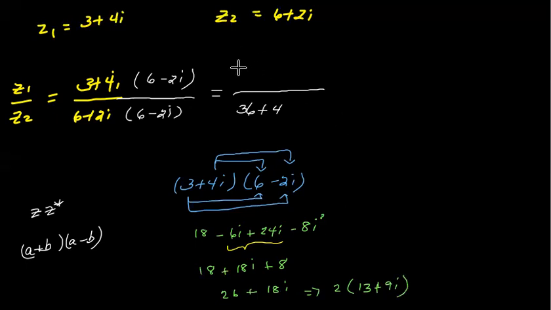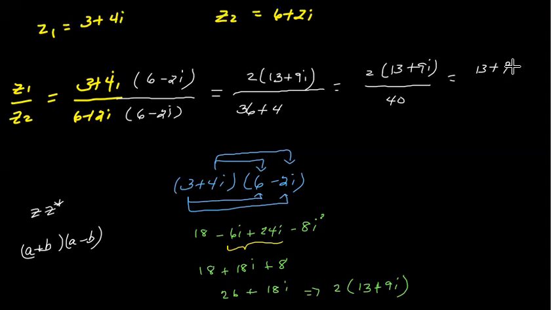So my numerator becomes 2 times 13 plus 9i. And I'll show you how this comes in handy now. Because now the bottom here is 40, right? So I have 2 times 13 plus 9i divided by 40. So now I could cancel out this 2, right? So I'm going to be left with 13 plus 9i over 20. And now that's my answer. This right here becomes my answer.